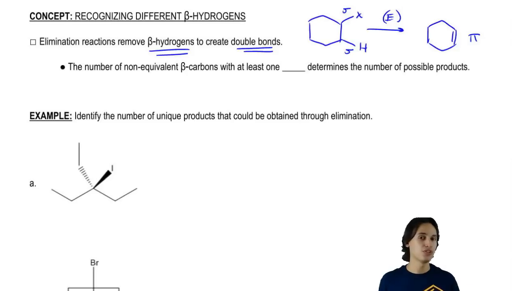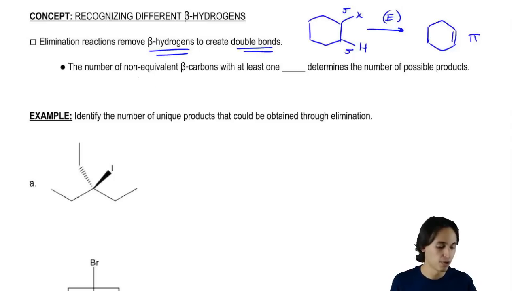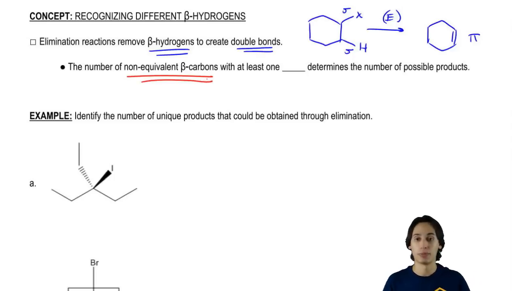And in this page, what I want to do is just really practice how to determine if you're just going to get one product or if you have a possibility of up to 3 products. And usually that's the maximum amount of products that you can get, 3, because that's the maximum amount of beta carbons you can have, 3. So let's go ahead and talk about how to figure that out. The way we figure that out is by counting the number of non-equivalent beta carbons.